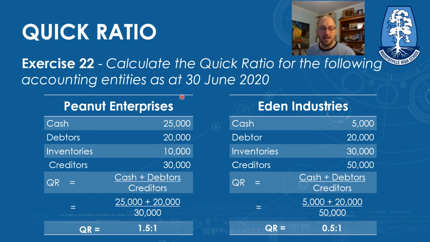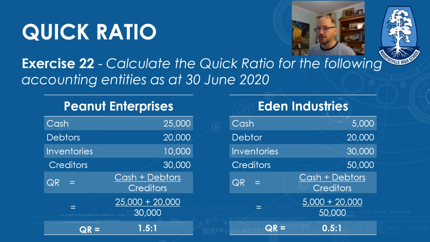So Peanut Enterprises has a quick ratio of 1.5:1. That sounds good. Let's have a look at Eden Industries. They've got cash of only 5,000, debtors of 20, inventories they've got lots of, but who cares? We're just calculating the quick ratio. It is not included. Creditors, they've got more than Peanut Enterprises. The quick ratio is calculated as cash plus debtors divided by creditors. Cash plus debtors is $25,000 divided by 50, and we can do that maths pretty quickly. It's 0.5 is to 1. Uh-oh, that doesn't sound good.